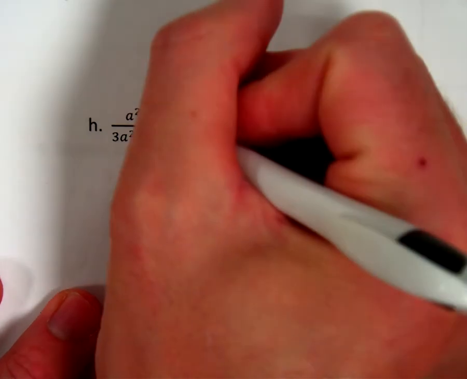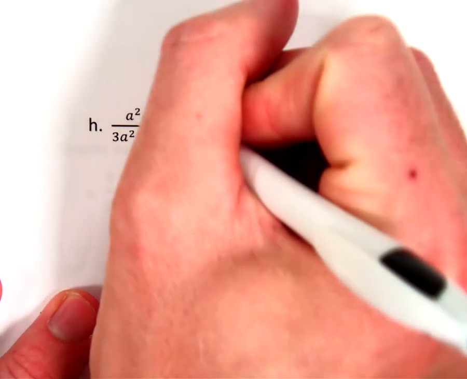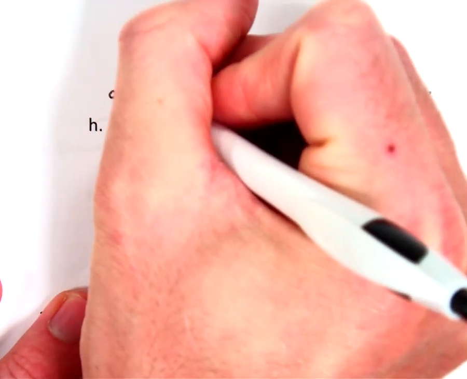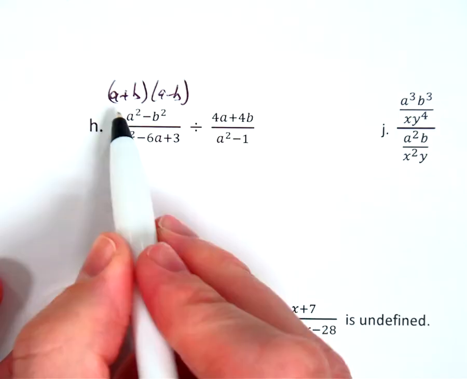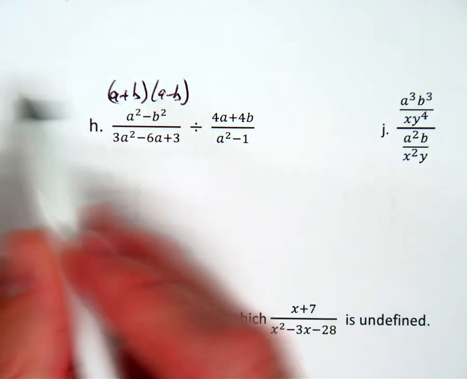So a squared minus b squared. We're going to do our difference of squares. A plus b, a minus b. Okay, it doesn't matter which one you put first. If it's the a minus b or the a plus b, it doesn't matter.